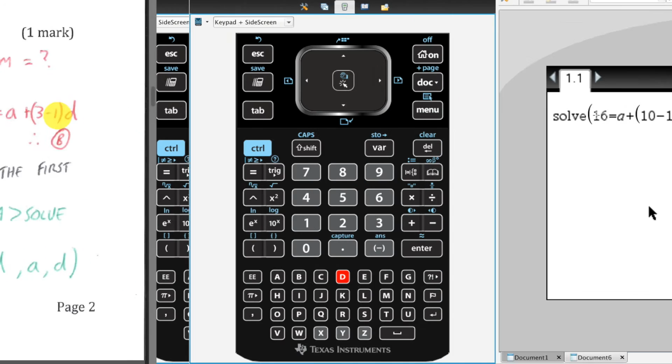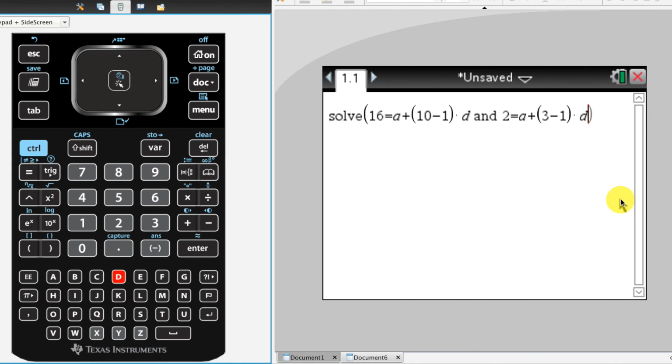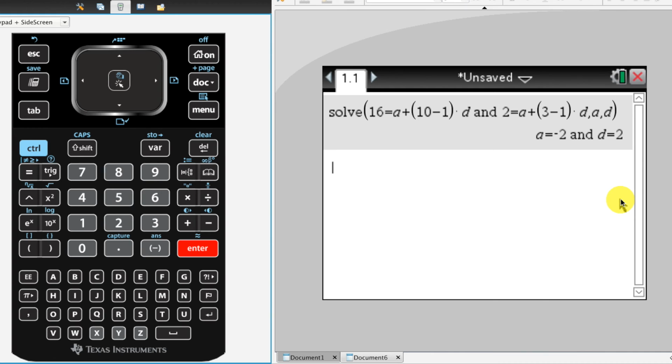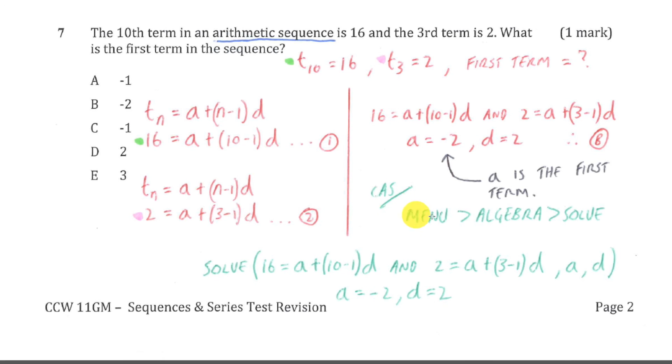We now need to tell the CAS what we want to solve for. So I just put in a comma. I want to solve for the variable A, and I want to solve for the variable D. If I hit enter now, we'll get our results. And as you can see, A equals -2, D equals 2. Of course, those steps are written in green here.